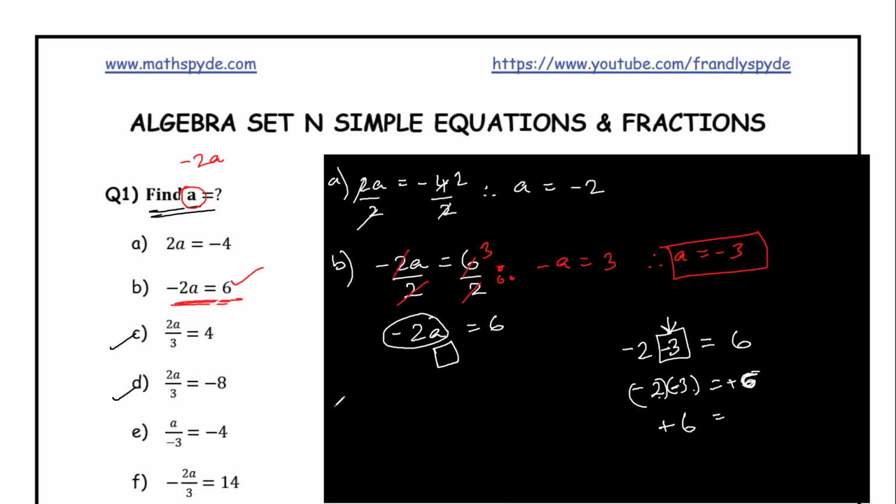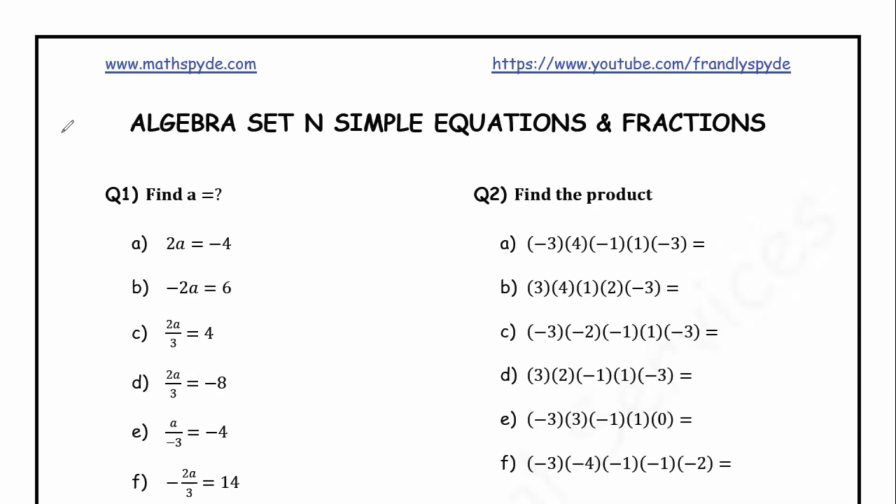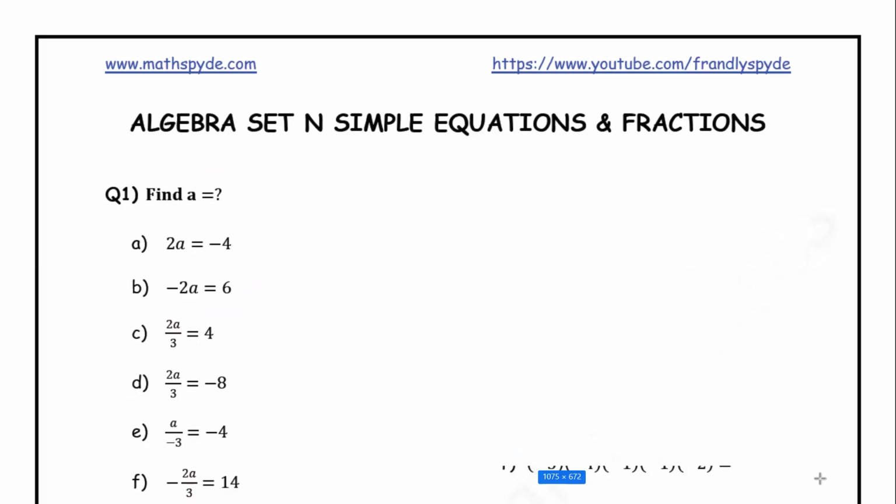C. Now here's the technique part that comes in. So let me clear the board. 2A over 3 is equal to 4. Now, normally the way I've taught in my previous videos, I want to get rid of 2 and 3. How do I do that? By multiplying 3 over 2 on both sides of the equation.